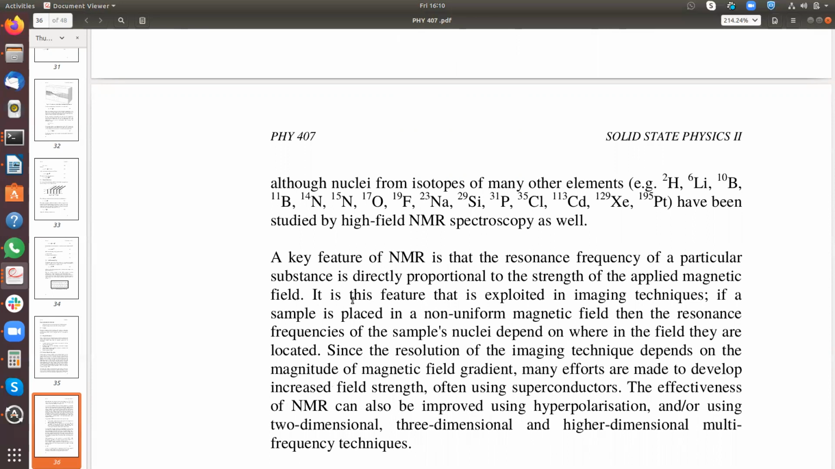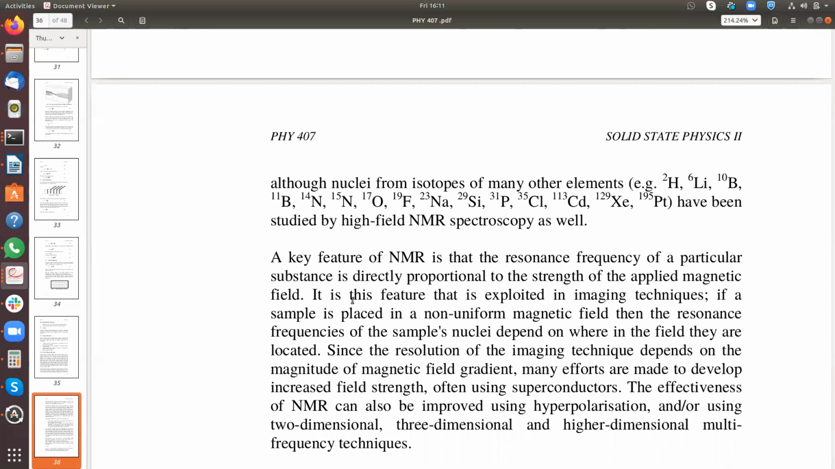Now, a key feature of NMR is that the resonant frequency of a particular substance is directly proportional to the strength of the applied magnetic field. It is this feature that is exploited in imaging techniques. If a sample is placed in a non-uniform magnetic field, then the resonant frequencies of the sample nuclei depend on where in the field they are located.